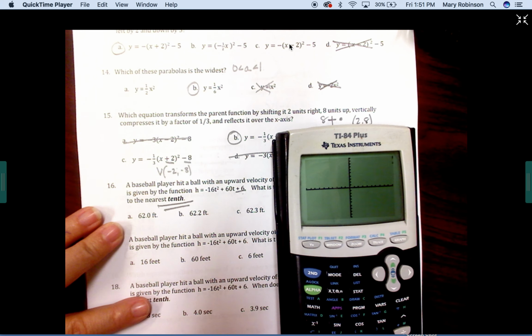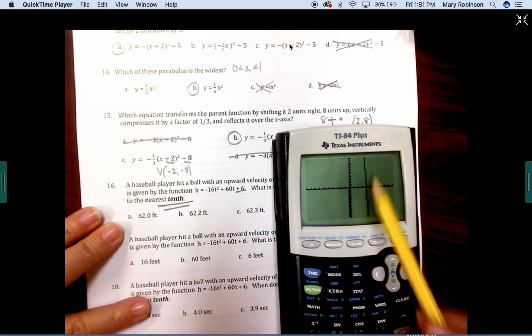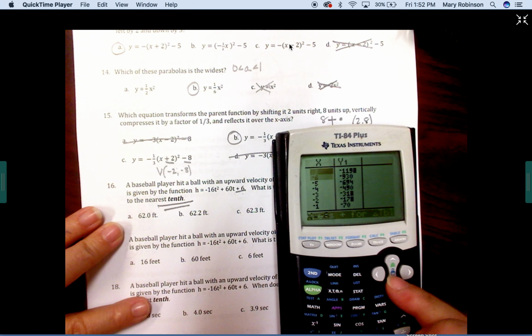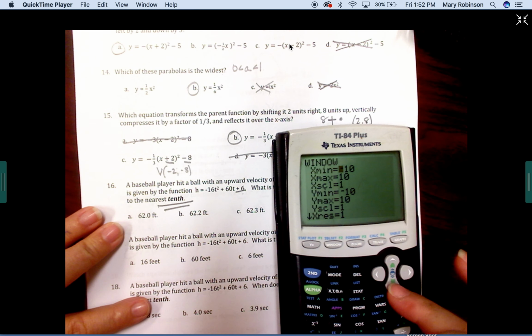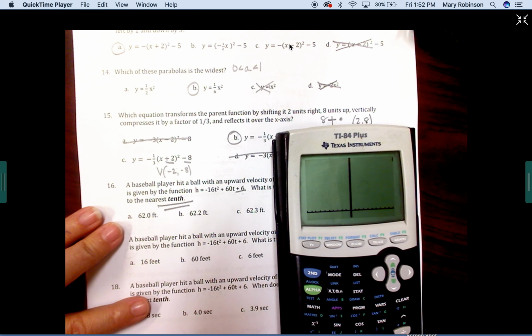Graph it. Oh, he's throwing it really, oh, he hits the ball, so it goes way high up in the air. I'm trying to find the maximum, so I'm going to go to second graph, and I'm looking for my values in quadrant 1. Well, it appears to go up to at least 62, so I'm just going to go in here to my window and to my y max and set it at maybe 80, because I know that's higher than 62.